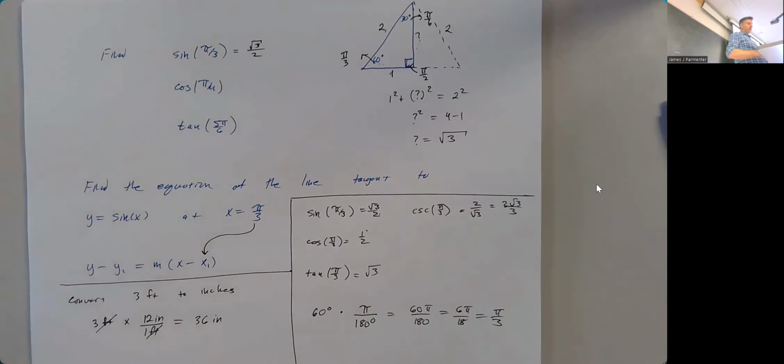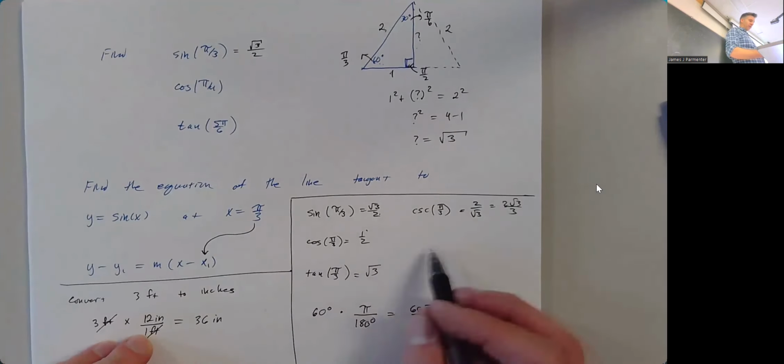I would expect students eventually to be like, oh yeah, pi over 3 is 60, pi over 6 is 30, which is kind of annoying, right? You wish the 3 would go with the 3 and the 6, but they go opposite. So pi over 3 is 60 degrees, pi over 6 is 30 degrees, pi over 4 is 45 degrees, pi over 2 is 90 degrees. Those are the ones you probably want to know off the top of your head.